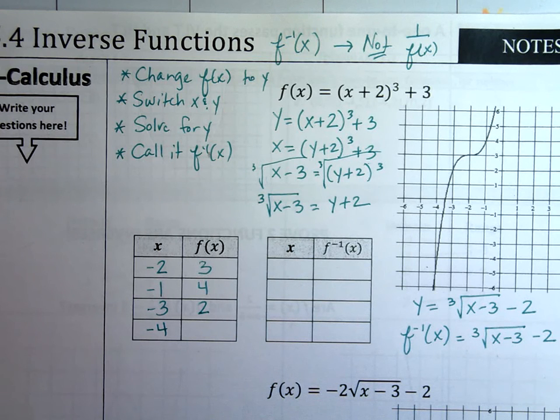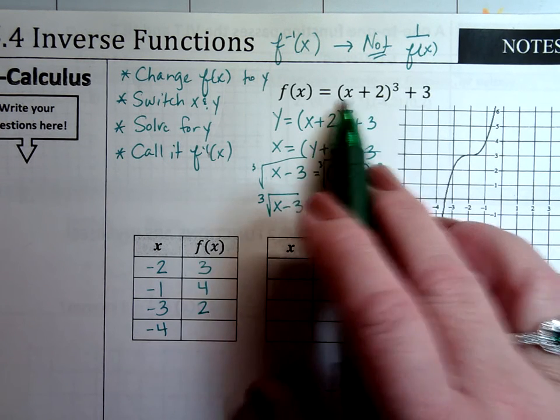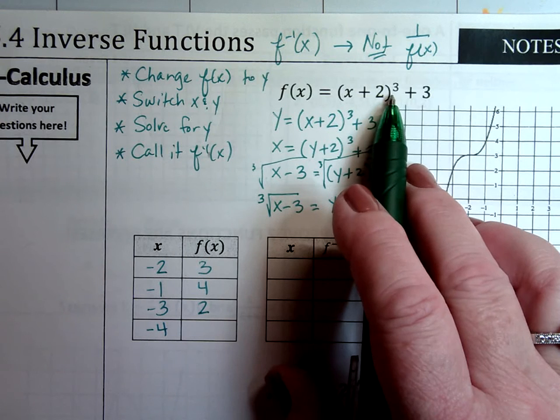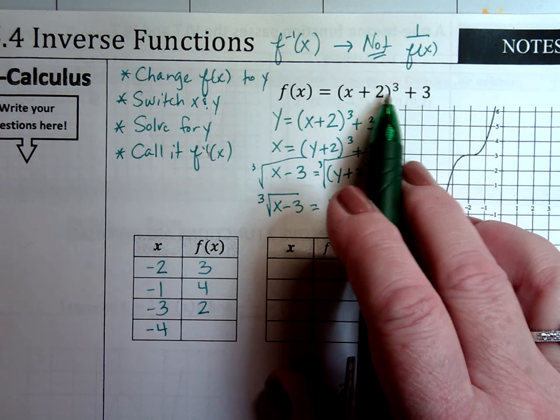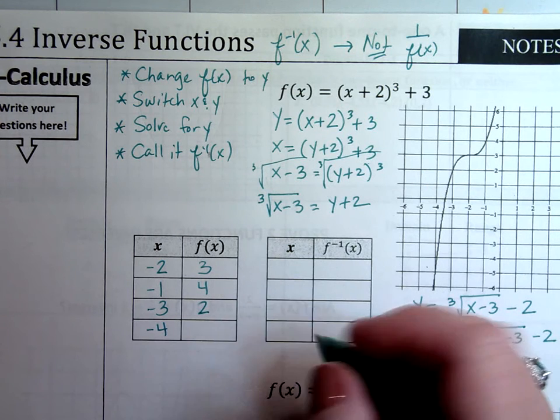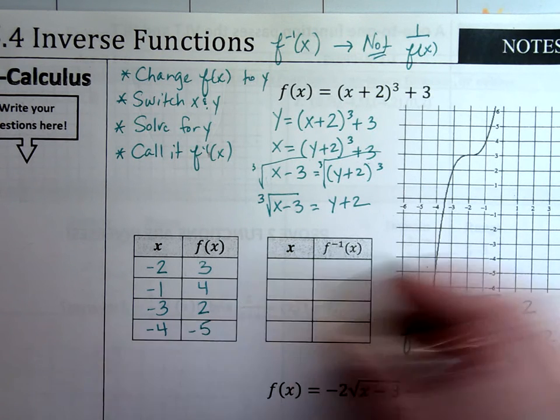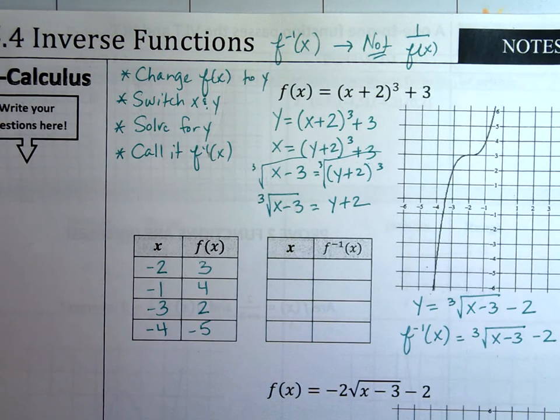Again, you can pick any numbers you want. I'm just picking numbers that are somewhat friendly. So negative 4 plus 2 is negative 2. Negative 2 cubed, negative 2 times negative 2 times negative 2, is negative 8. And negative 8 plus 3 is negative 5. Negative 4, negative 5, that kind of makes sense in the picture.